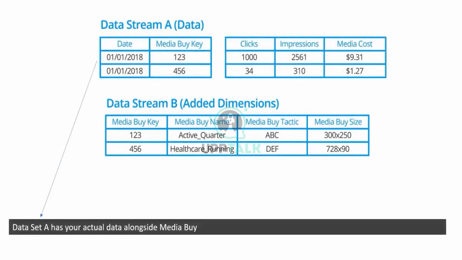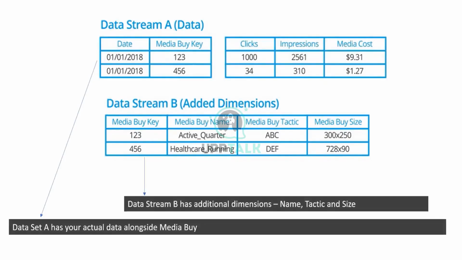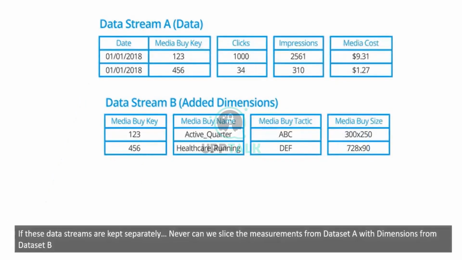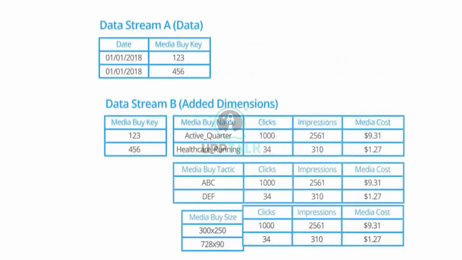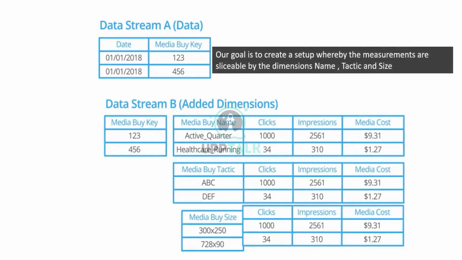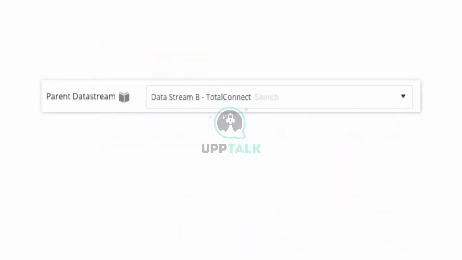Data set A has your actual data alongside media by key, and then data set B has its additional dimensions: name, tactic, size. You do a parent-child. If these two streams are kept separately, we can never slice the measurements. Definitely. Once we do it, our intention is to have the media by name, tactic, and media by size slice our measurements: clicks, impressions, and media cost. Right? That gets done.